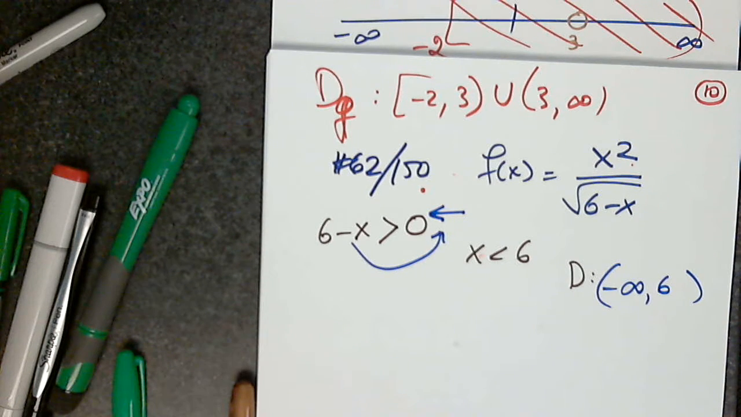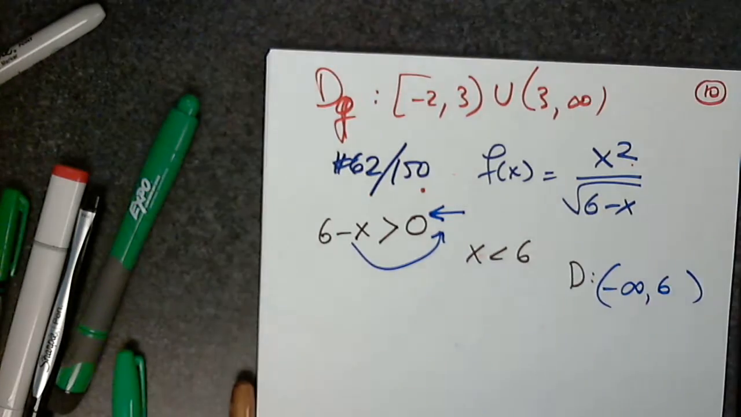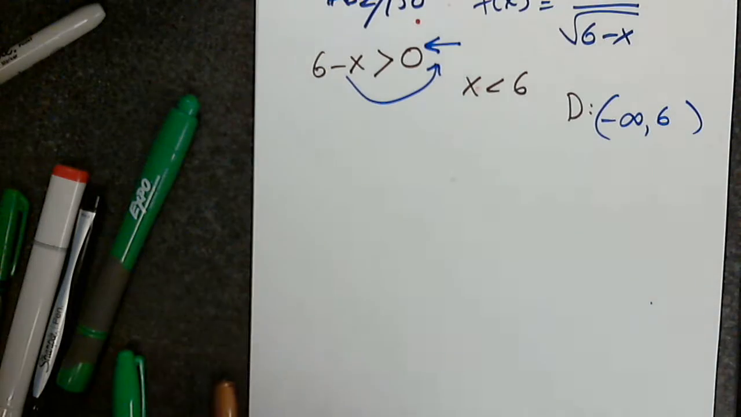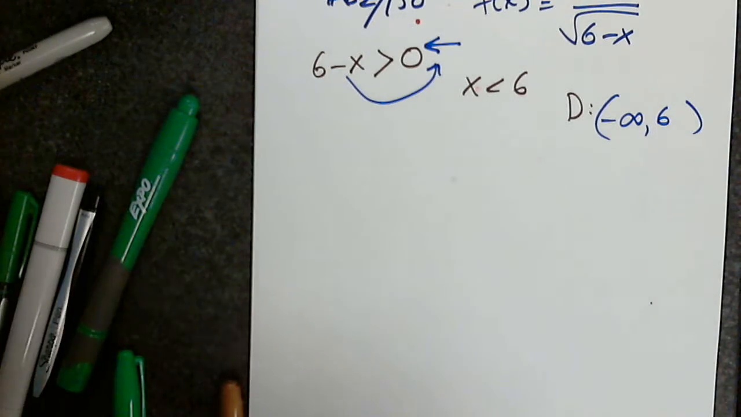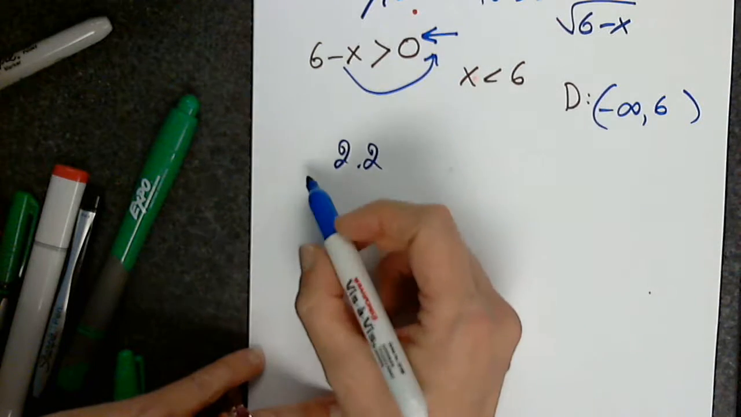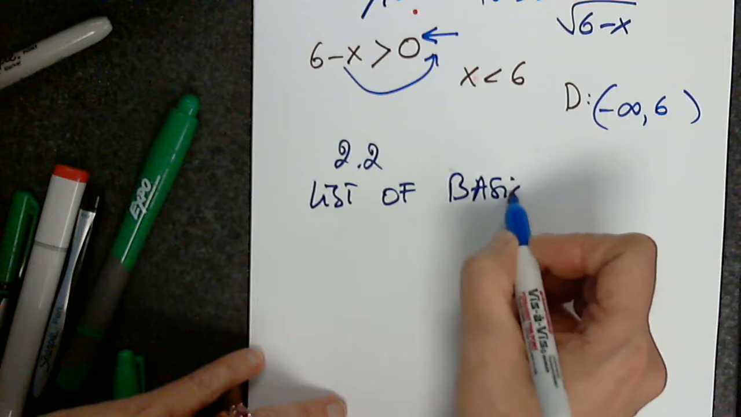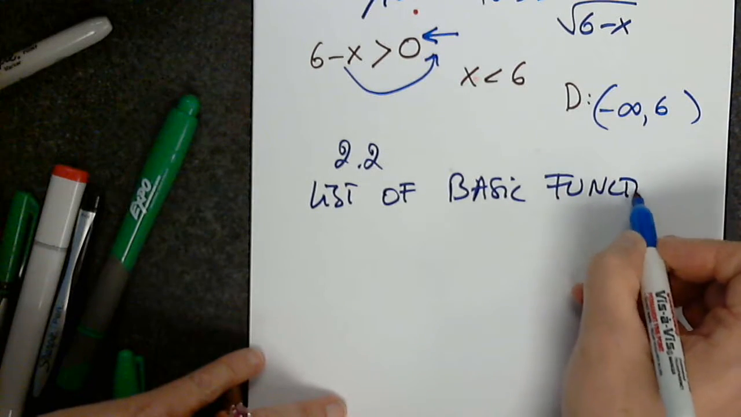Any questions? What I would like to do now, before we move on to section 2.3, is to list basic functions. We need this for a later section. So in 2.2, I would like to look at the list of basic functions.